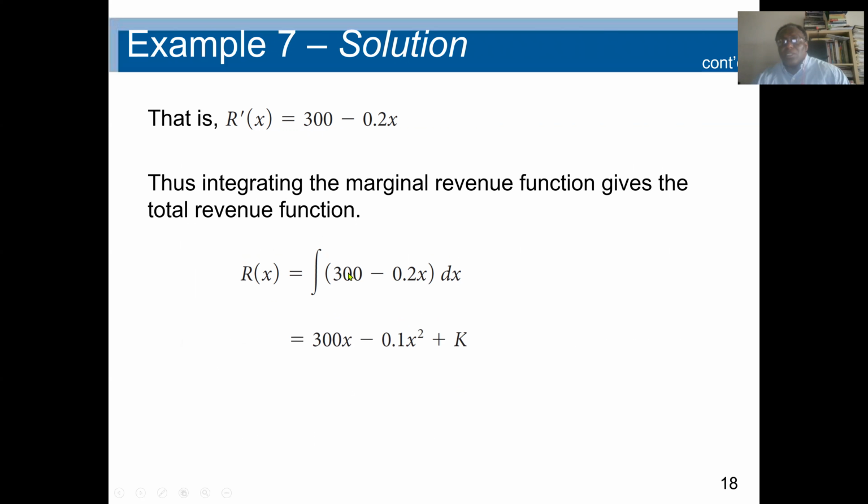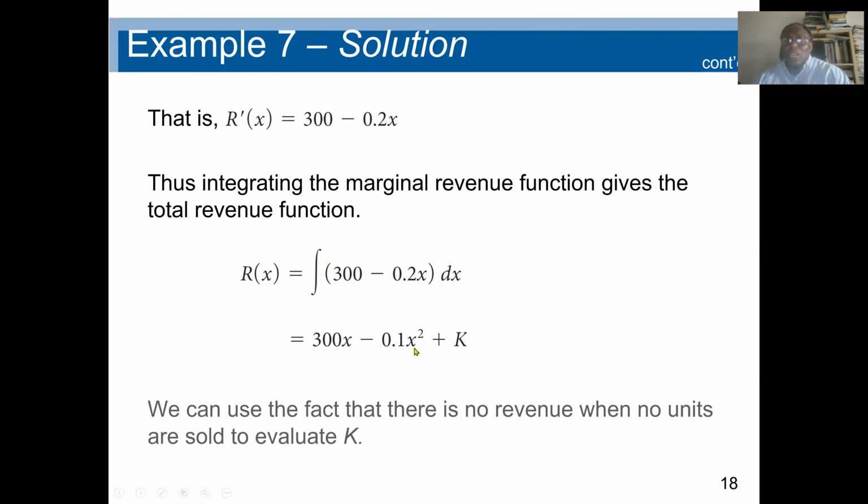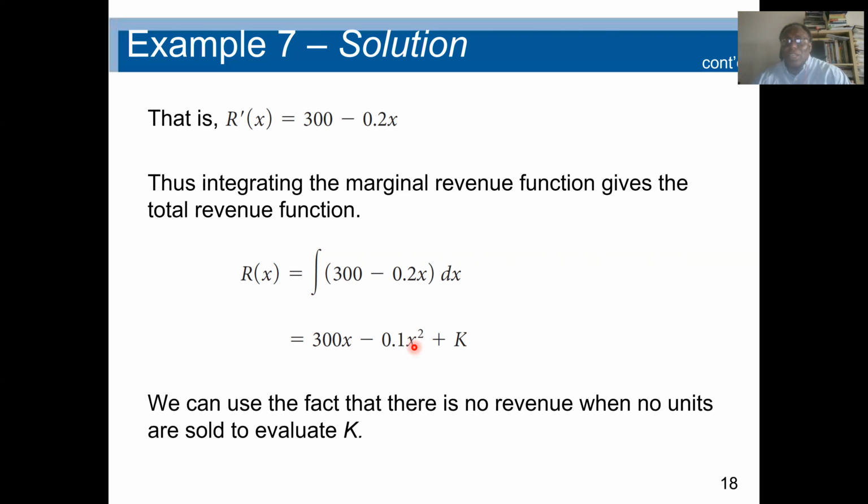And this will give us 300x minus 0.1x squared. The reason why, because we have x to the power 1, so it will be x to the 1 plus 1 over 1 plus 1. So we get 0.2 divided by 2 gives me 0.1. That's why we have 0.1. Then the exponent 1 plus 1 will give me x squared. Then plus k, constant. And since the units are different, then we leave the answer as it is. Here we can see that the fact that there's no revenue when no units are sold evaluates k.